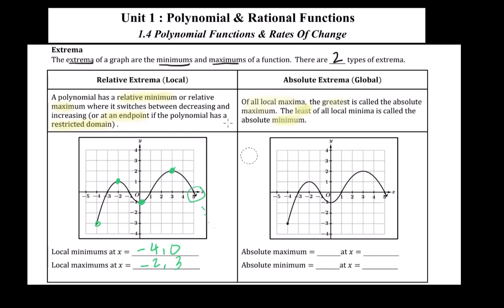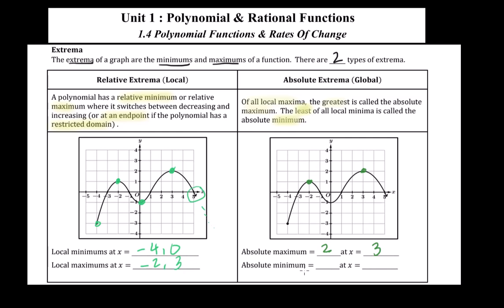So now we're finding the absolute maximum. The maximum takes place at this point and that point. Which one is the absolute maximum? (-2, 3) and (3, 3). This will be the absolute maximum. So it's x = 3, and the y where the maximum is 2, at x = 3.